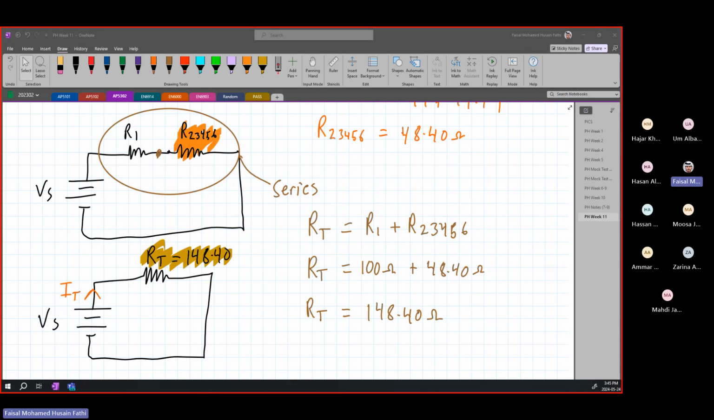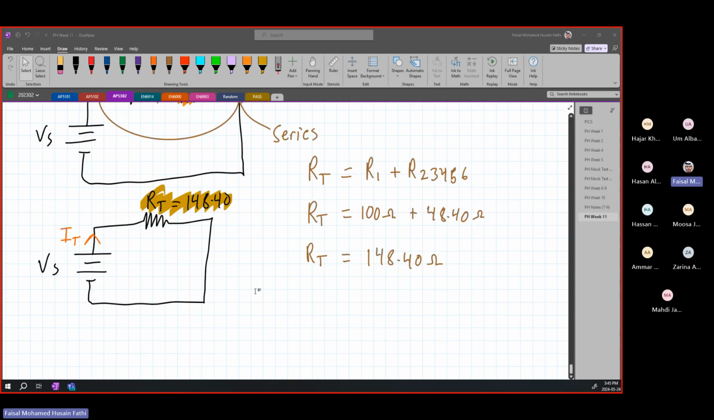The question here was just asking to find the total resistance. So the final answer is just your R total, which is 148.40. All right.